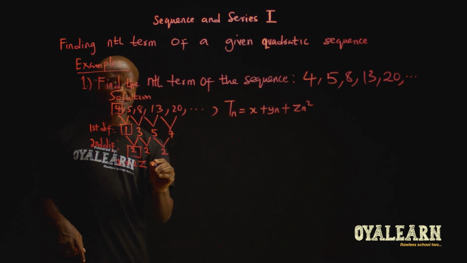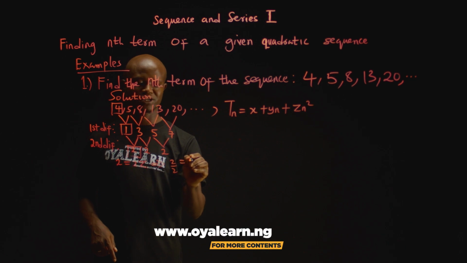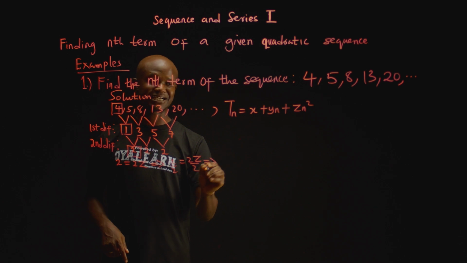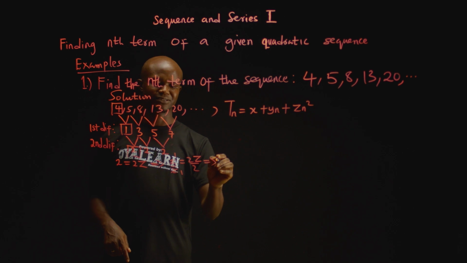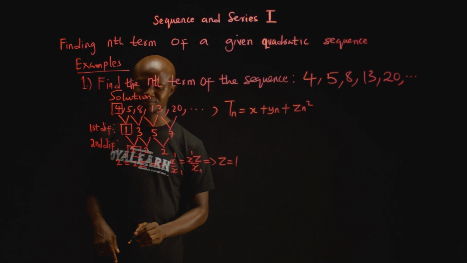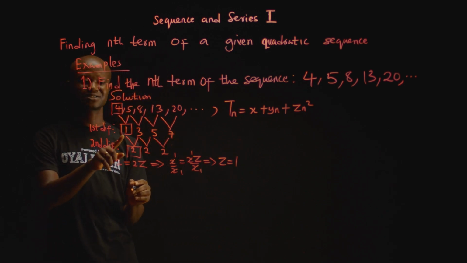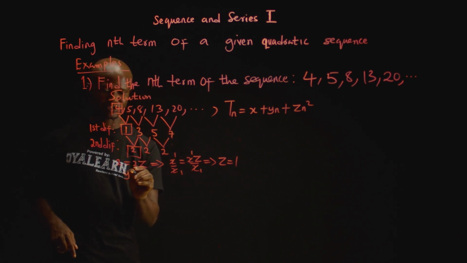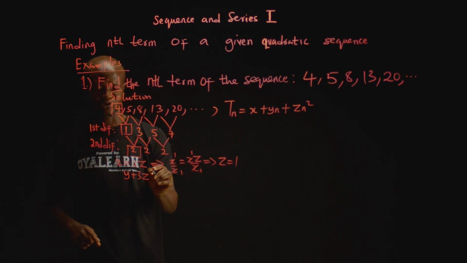So in this case, dividing both sides by 2, what do we have? 2 divided by 2 equals 2z divided by 2. This implies that 2 over 2 is 1, so z equals 1. Z is 1. And for the first difference, we have y plus 3z, it means that y plus 3z equals 1.